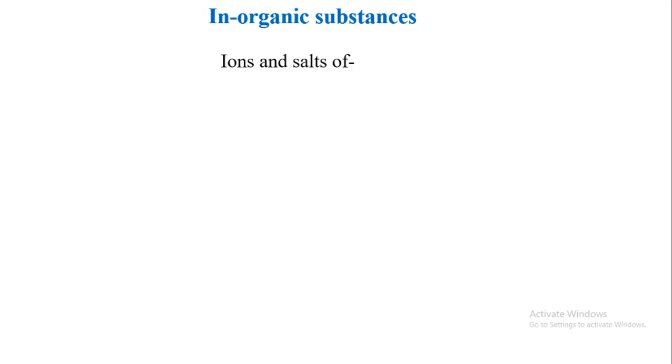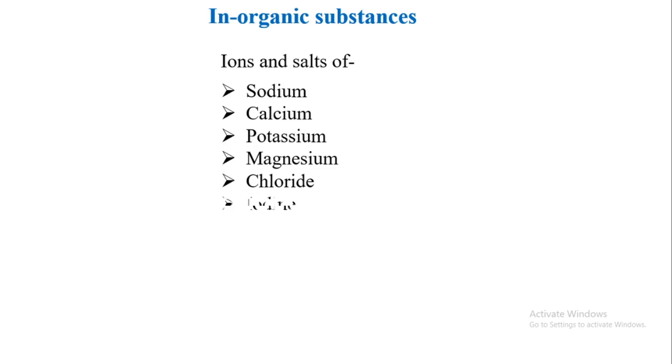The inorganic substances are in the form of ions and salts of various compounds, like the ions and salts of sodium, calcium, potassium, magnesium, chloride, iodine, iron, phosphate, copper, etc. So, all these types of substances are present in plasma.